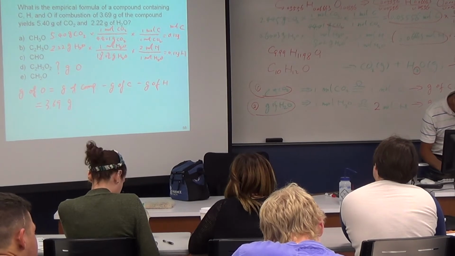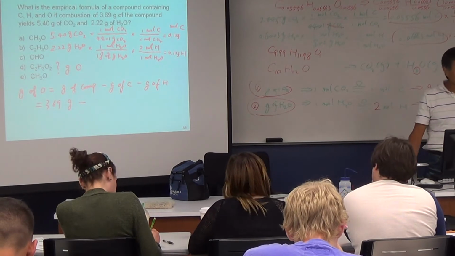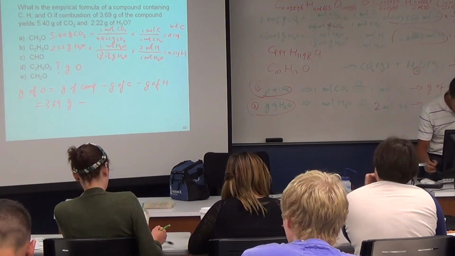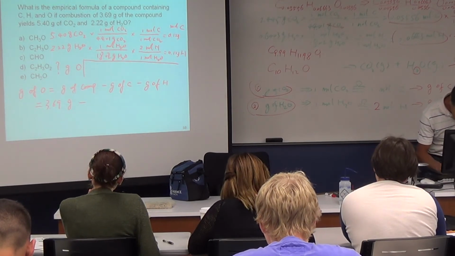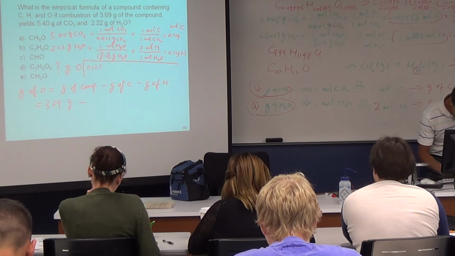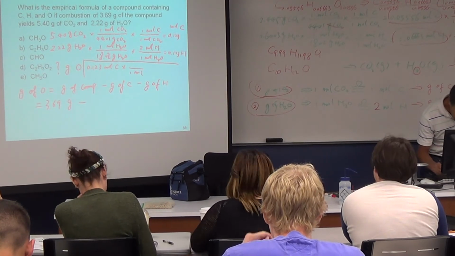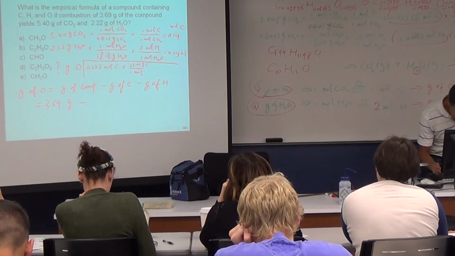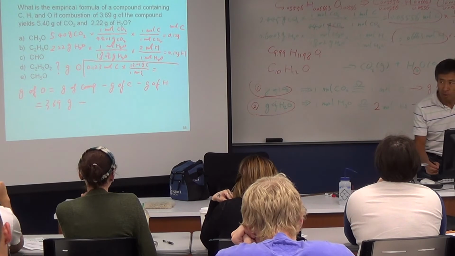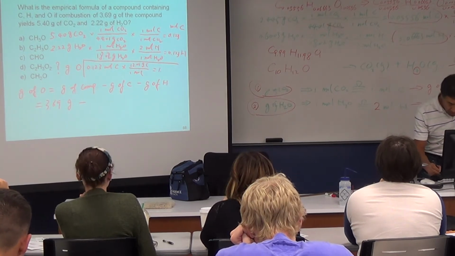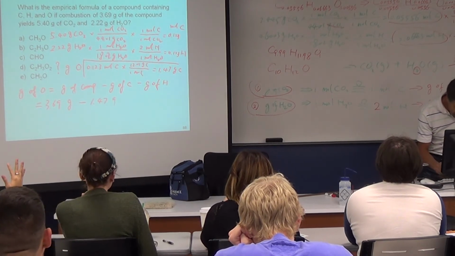3.69. Do we know the grams of carbon? Not directly right now. So we can take 0.123 mole C, and I want to use the molar mass of C, 12.01 grams of C per mole. So now how much gram of C do we get? 1.47 grams of C. Okay, so therefore 1.47 grams here.